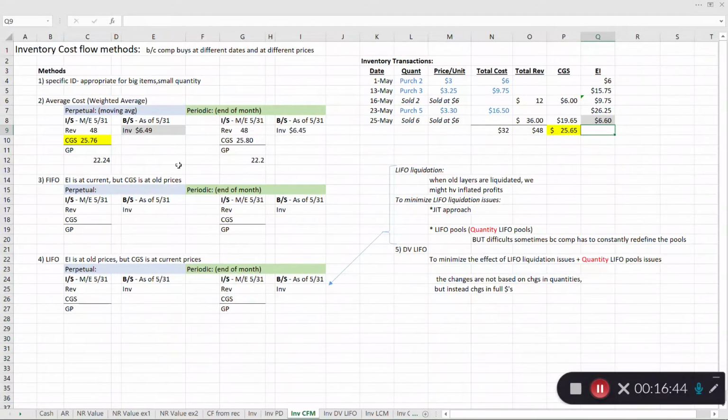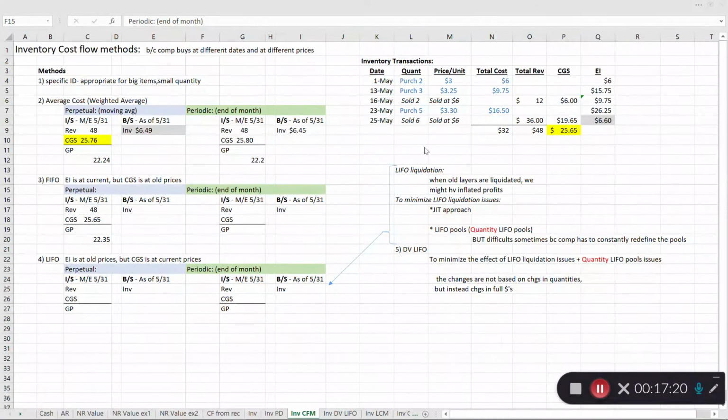So the cost of goods sold here, 2565. Revenue is 48 because we're keeping the sales price constant. And the gross profit is going to be 48 minus 2565. Gross profit here is 2235. And what you'll find, and I'll do it very quickly here, is that we're going to get the same values for the periodic inventory system here.